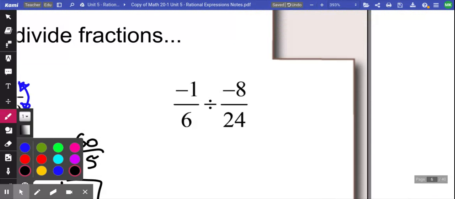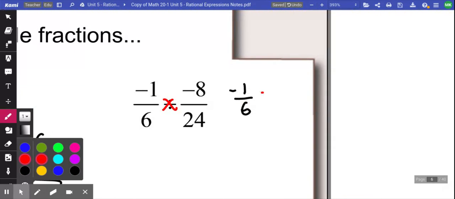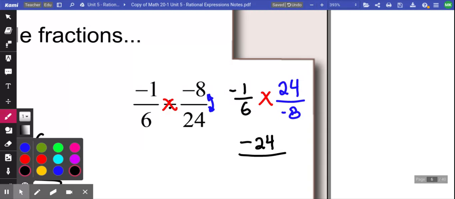Looking at this one right here, we're going to do the same thing. Kiss it and flip it. So the negative 1 over 6 stays the same. We kiss that middle. Boom. It's now an X. Second fraction, we flip it. It's now 24 over negative 8. Multiply across the top, that's negative 24. Multiply across the bottom, that's negative 48.